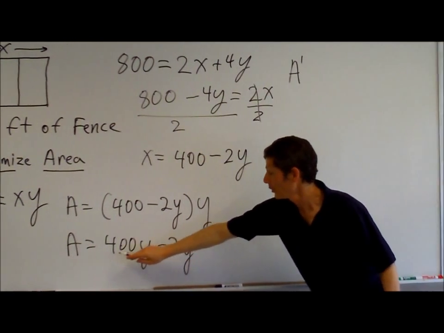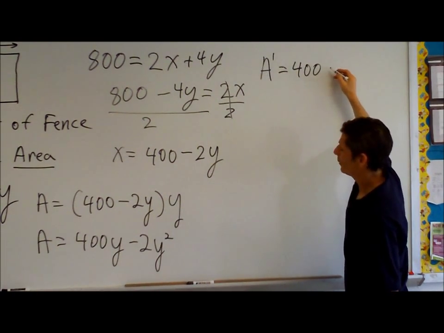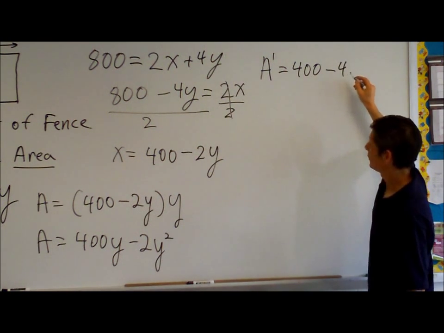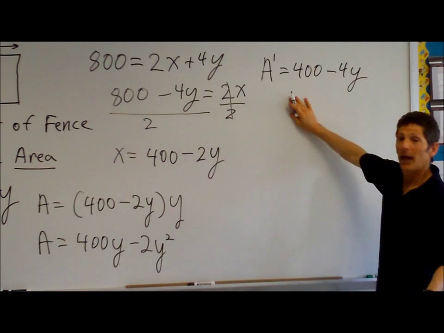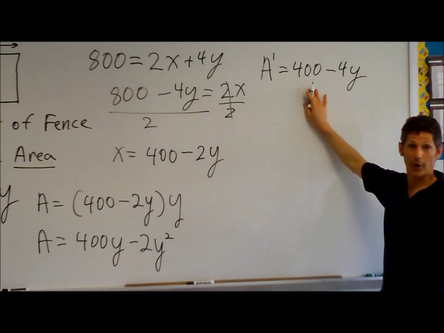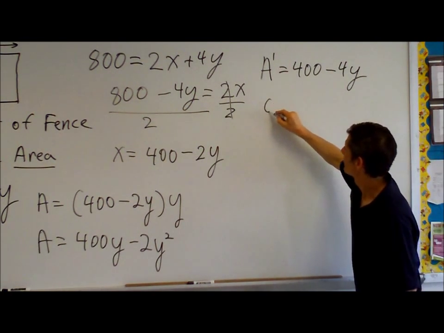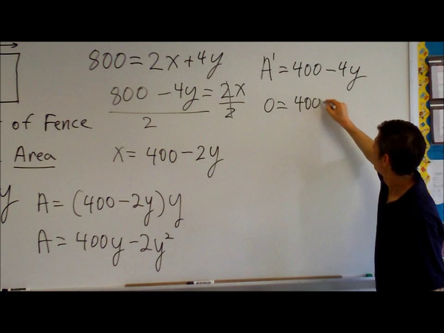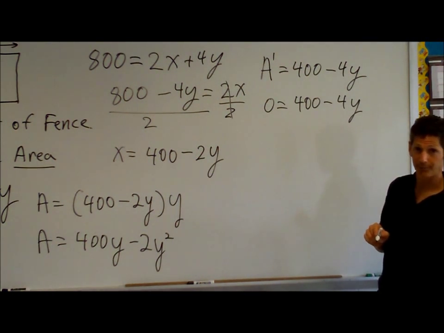So a prime, the derivative of 400y, what a piece of cake that is. 400. The derivative of 2y squared, it's 4y. How do you find a maximum? This is a critical point. Well, actually, it's a critical point if I set the first derivative to 0. Remember, if the first derivative is 0 or undefined, you have a critical point.